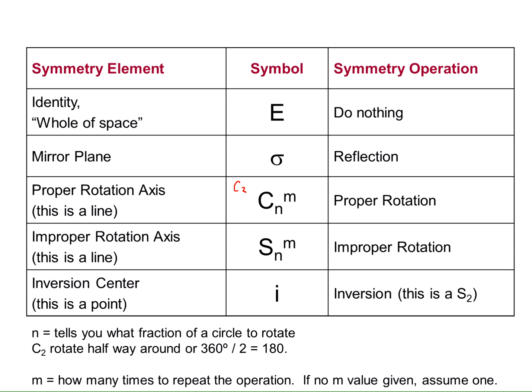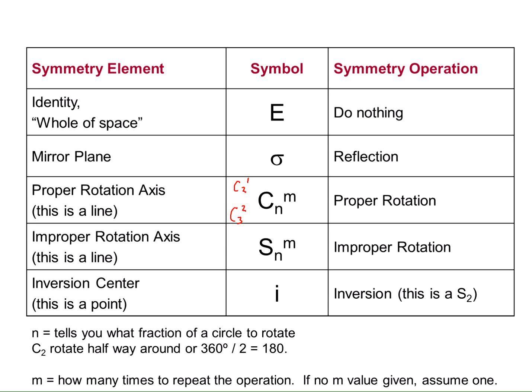Now, if I don't have anything written up here, there's an understood 1. And then M tells me how many times to do the operation. So how many times to repeat the operation. So if no M value is given, you can assume 1. So let's say I have a C3, 2. The C3 means I rotate it by 120 degrees, or a third of the way around. And the 2 means I do it twice, so I rotate it by 120 degrees, and then again by another 120 degrees.